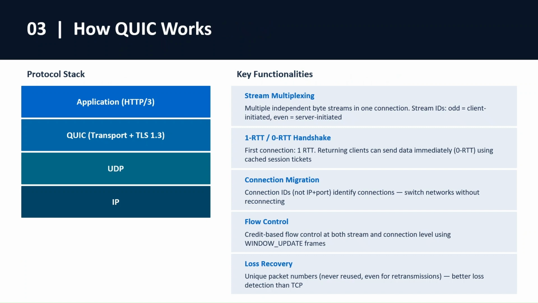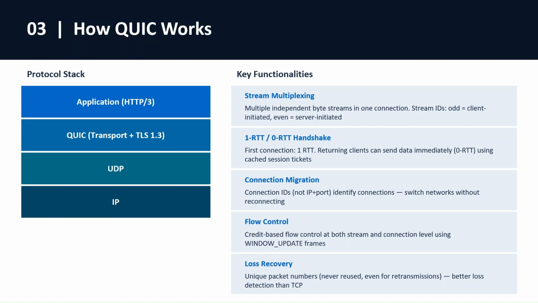So let's talk about QUIC, what we actually see in this protocol. Looking at this protocol, at the top we have the application, for example, HTTP version 3. Below that, QUIC handles both transport and TLS 1.3 in a single integrated layer. QUIC runs over UDP, and below is IP. This is fundamentally different from the TCP plus TLS model, where transport and encryption are separate layers.